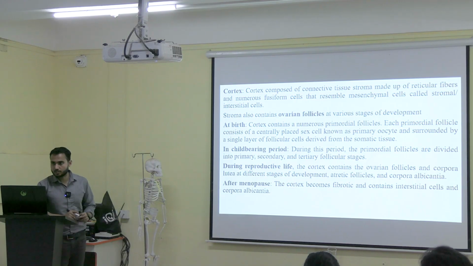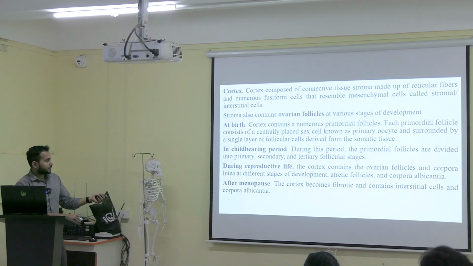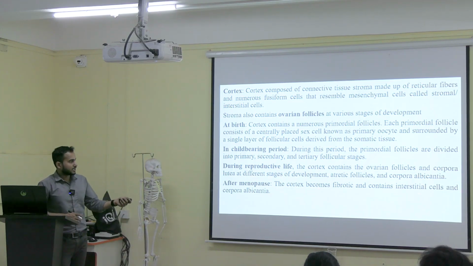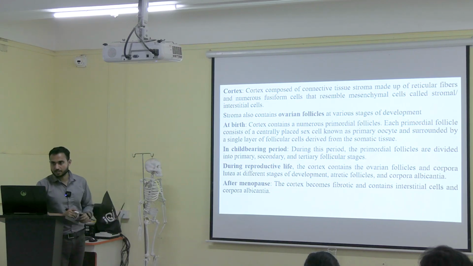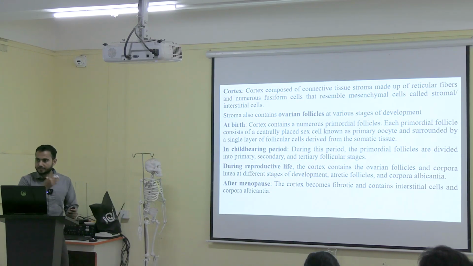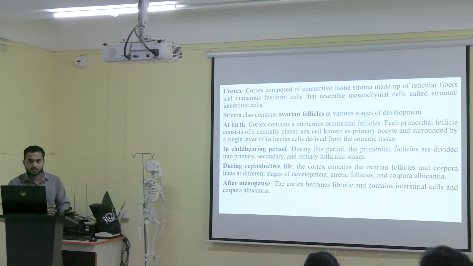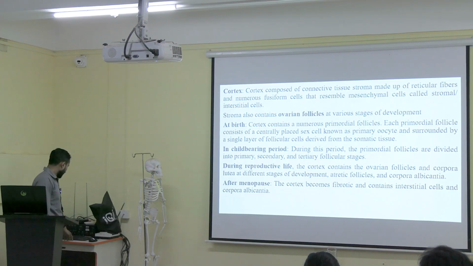What is the corpus luteum? That also you know. After menopause, the cortex becomes fibrotic and it contains interstitial cells and corpora albicantia, also called corpus albicans. So these are present at different stages of life, especially in the case of the ovary.